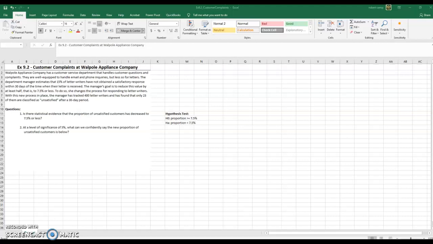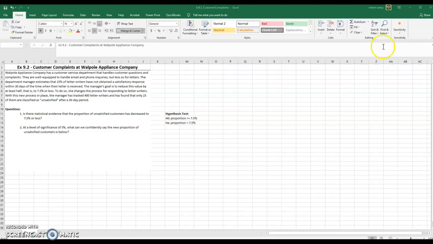With this new process in place, the manager has tracked 400 letter writers and found only 23 of them are classified as unsatisfied after a 30-day period. So our question: is there statistical evidence that the proportion of unsatisfied customers has decreased to 7.5% or less? And the second one: at the level of significance of 5%, so a p-value of 0.05, can we confidently say the new proportion of unsatisfied customers is below?